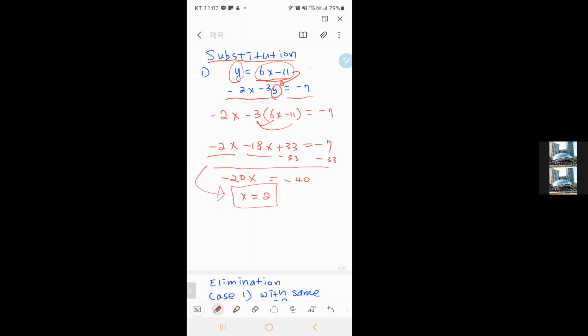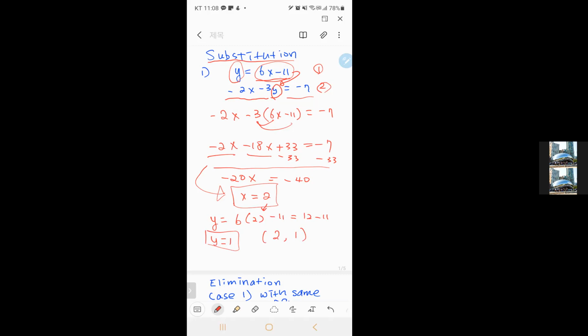So I'm going to choose either number 1 or number 2. It does not matter which one you choose because our answer should work for all of them. So let's use the first equation, which is y is equal to 6 times x, which is 2, minus 11. So 12 minus 11, and our y is 1. So my final answer is 2 comma 1.